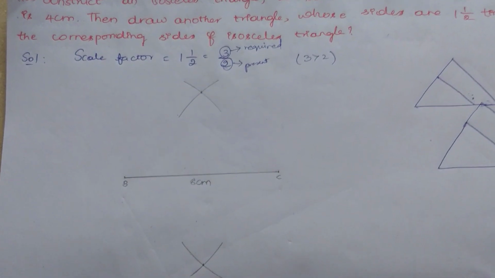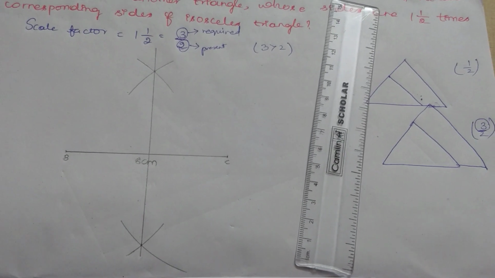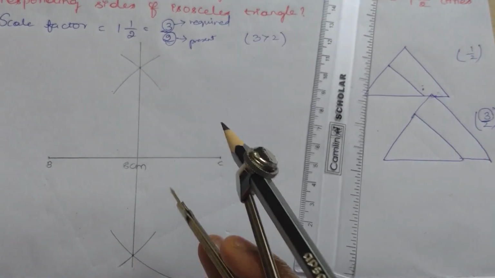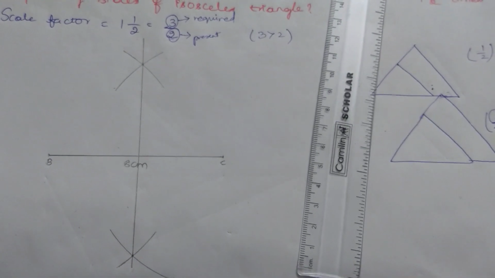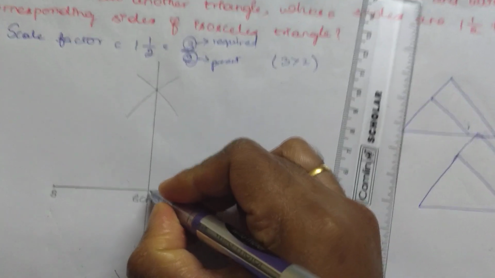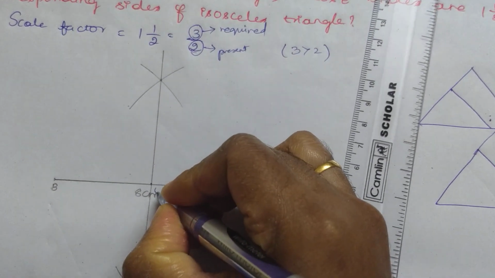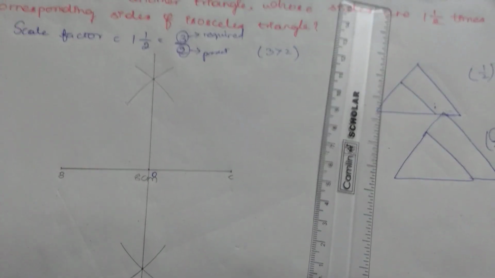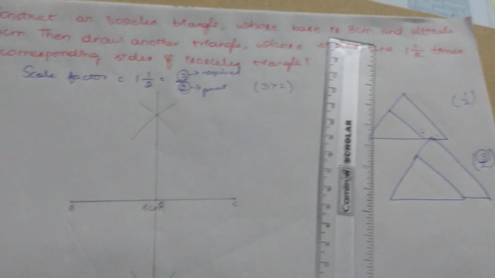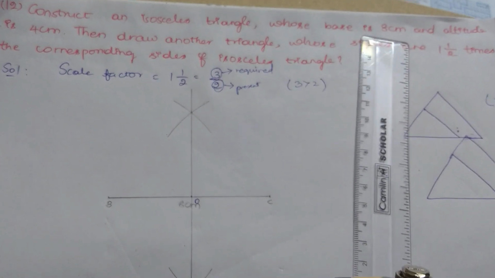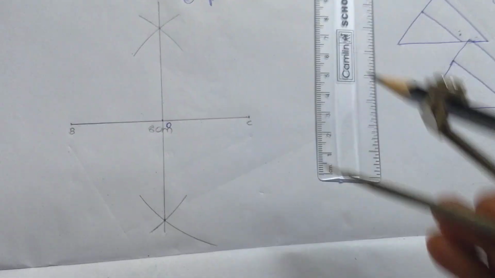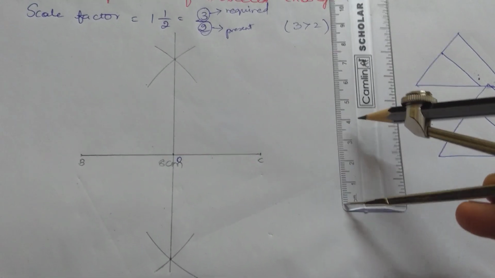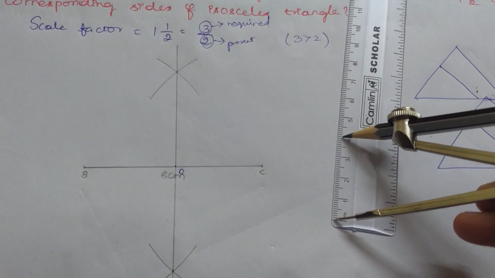Okay. Now let's join the points here. See here, I have drawn the perpendicular bisector. This perpendicular bisector intersects BC at one point. Let us name this as O. From the point O, let's draw the altitude. They have told that the altitude is 4 centimeters. Correct? Altitude is 4 centimeters. So take the measurement of 4 centimeters with the compass on the scale. When you see here, it's exactly 4 centimeters.